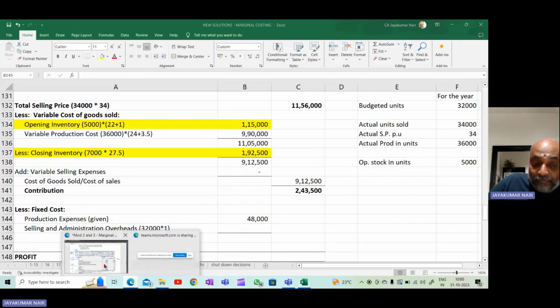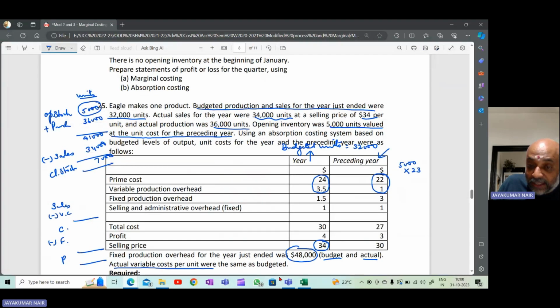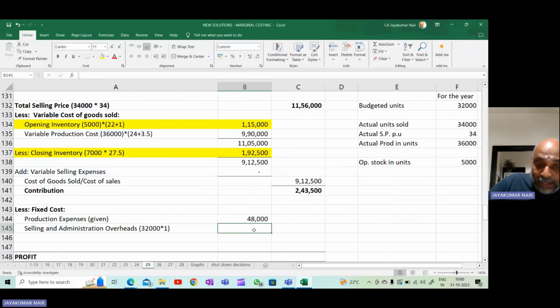And what about the selling? Selling overheads, you know, it is fixed, is 1 rupee, and the budgeted units is 32,000. So 32,000 into 1 is 32,000. So this is the total fixed selling and administrative overheads. This is the total fixed cost. This divided by 32,000, they have given you as 1 rupee. Did you understand? So the actual selling and administrative overheads is 32,000. So that 32,000, you will take it here.